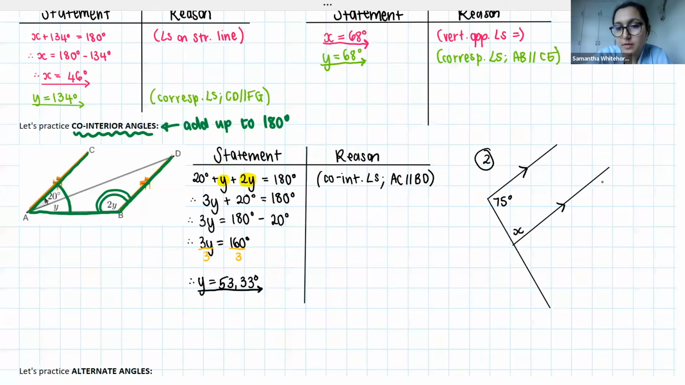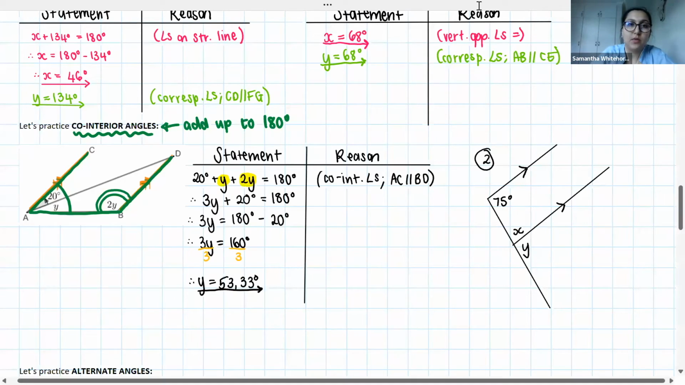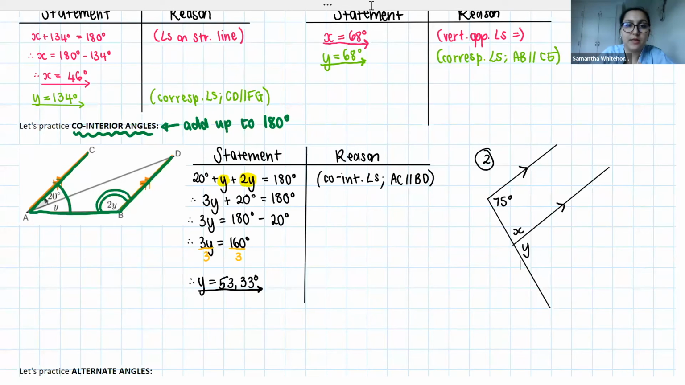Right, so question F, there it is. I want you to try and solve for x and y there for me. So x and y, I want values for both of them. Remember your reasons.